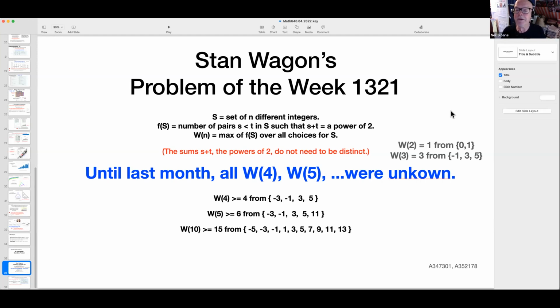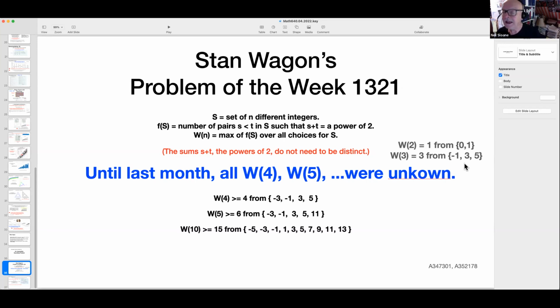So suppose you can pick 2 numbers. How many ways can you get a power of 2? Well, there's only 2 choose 2 possibility. So take 0 and 1, the sum is 1, it's a power of 2, you can't get more than 1. So W, for Stan Wagon, W of 2 is 1. W of 3, you can get 3, matching the upper bound by taking -1, 3, and 5.